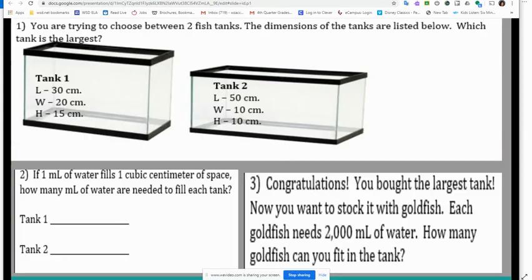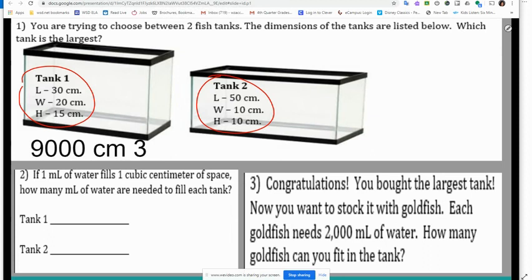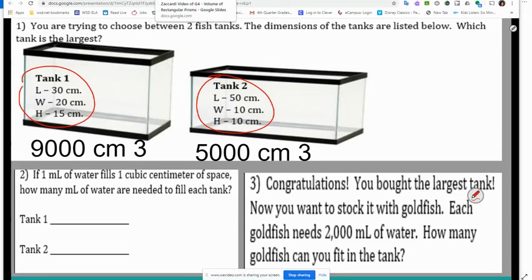Okay? All right. On this one, you're going to multiply these three to figure out tank 1 and these three to figure out tank 2. And we want to have the largest fish tank. Okay? So pause the video and multiply those out and see what you come up with. Okay, if you came up with these answers, you came up with the correct ones. Our largest tank is 9,000 centimeters cubed. So that's the one that we want to pick.